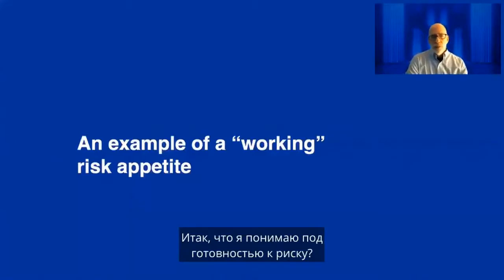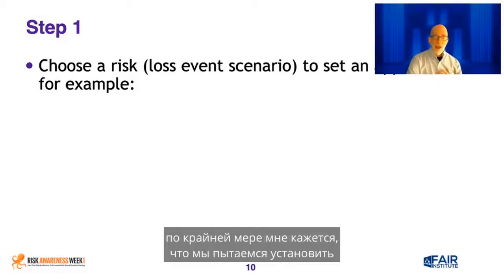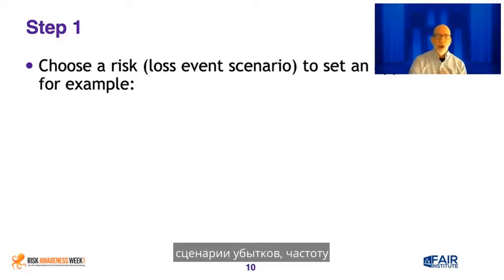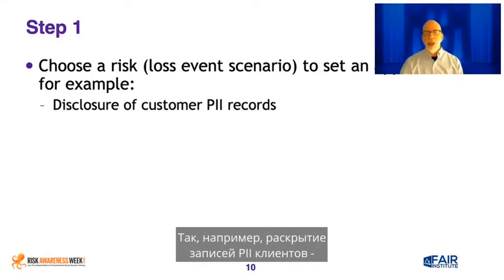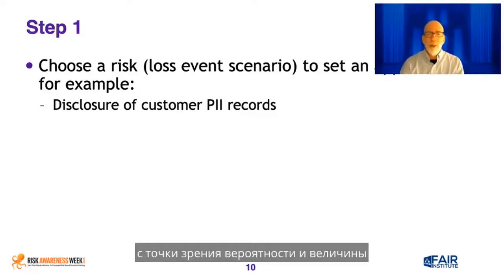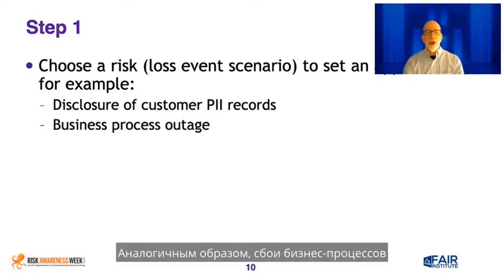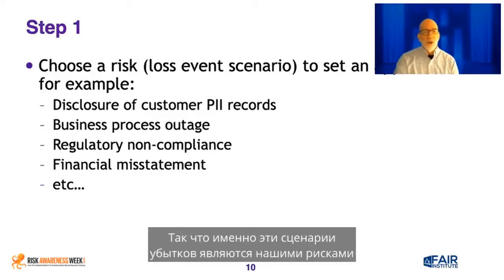So what's my notion of a working risk appetite? Well, the first step is to choose a risk. And in my terms, when you think about risk as I see it at least, what we're trying to manage is loss event scenarios, the frequency and magnitude of loss event scenarios. So these loss event scenarios are the risks that we're trying to manage and that we need to set an appetite for. So for example, disclosure of customer PII records. That is a loss event scenario that we can evaluate in terms of the probability and magnitude of these kinds of events. Likewise, business process outages or regulatory noncompliance events, financial misstatements, etc. So it's these loss event scenarios that are our risks and that we need to set an appetite for.